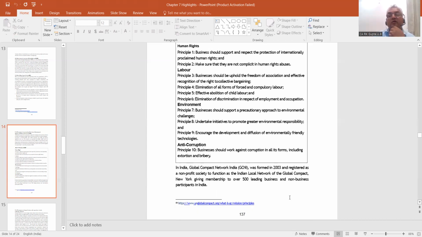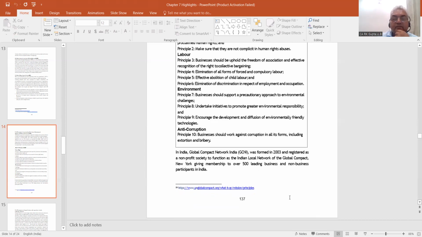In India, Global Compact Network India was formed in 2003 and registered as a non-profit society to function as the Indian local network of the Global Compact, New York, giving membership to over 500 leading business and non-business participants in India.